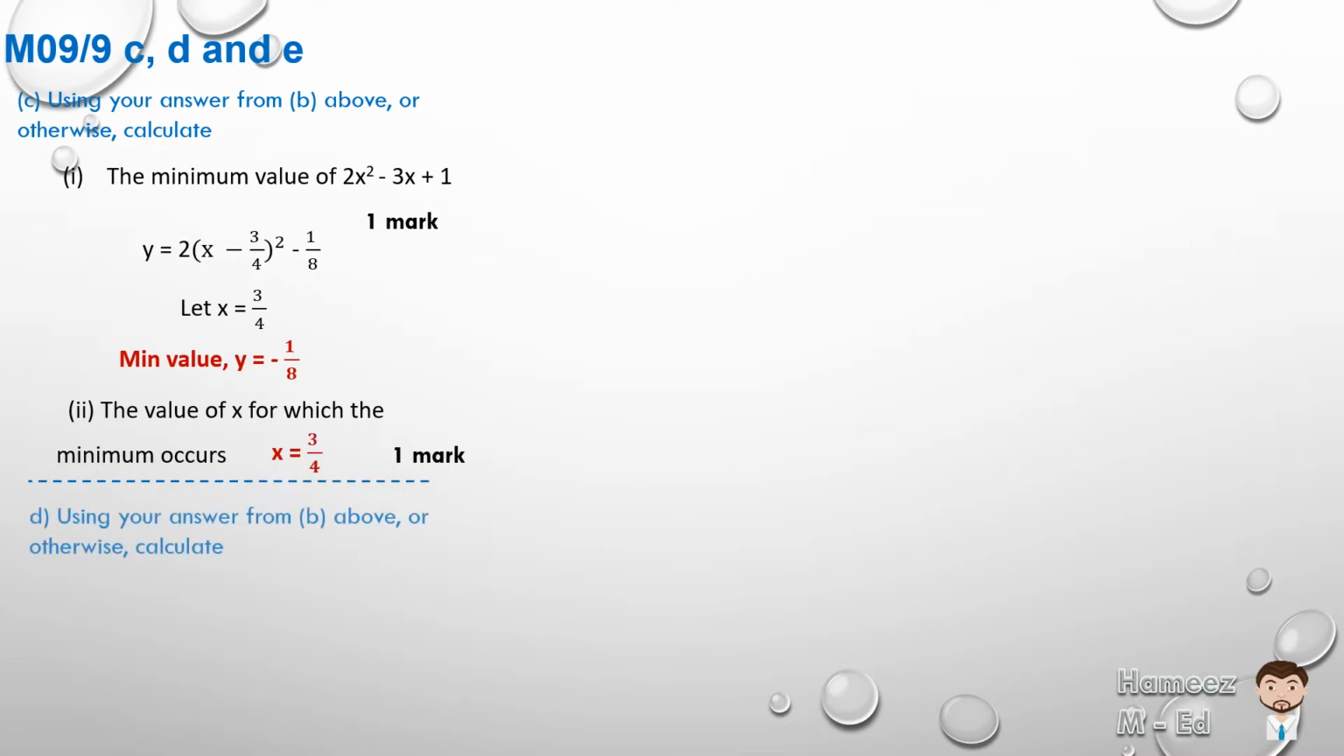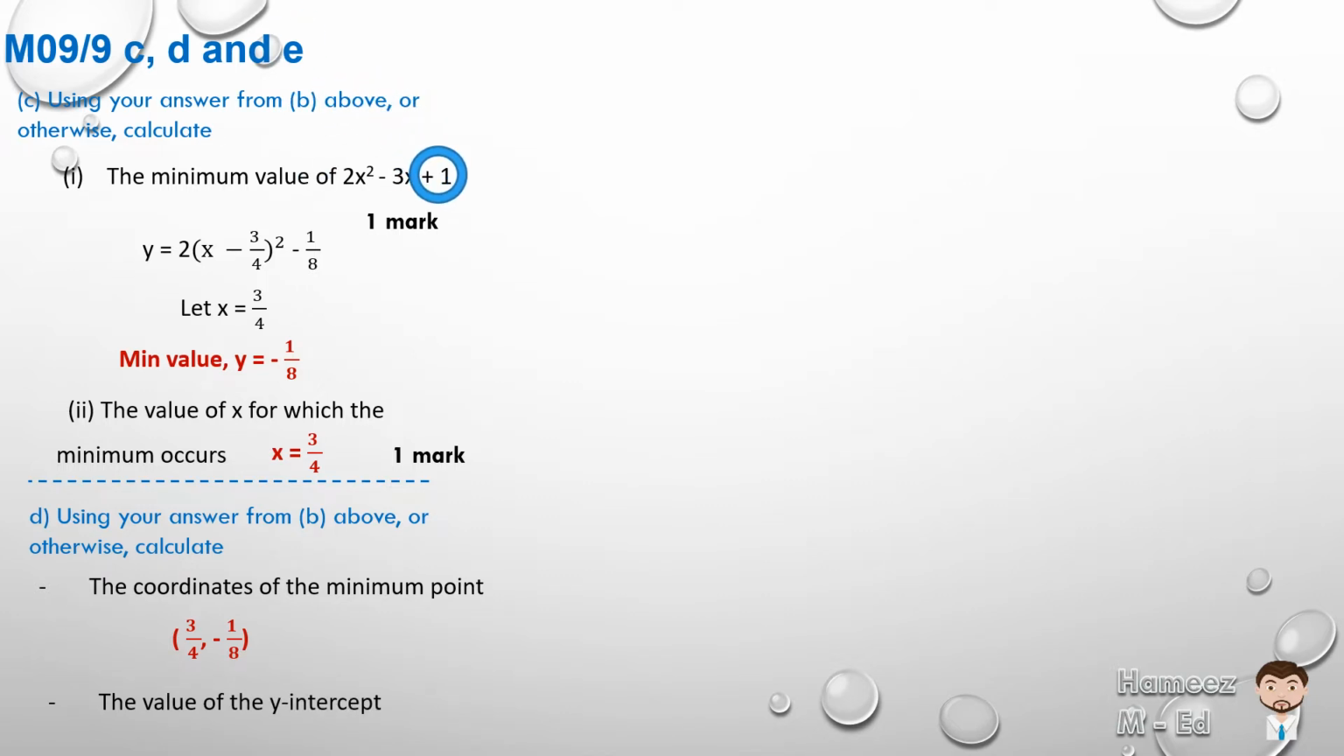Part D, using your answers from B above or otherwise, calculate the coordinates of the minimum point. And we just got the x value to be 3/4, and at that point the y value was minus 1/8. So those are the coordinates of the minimum point. And also, what is the value of the y-intercept? The y-intercept would be the c value.